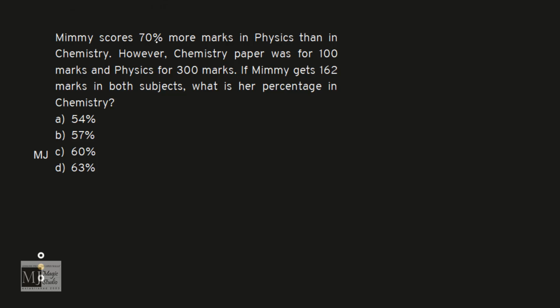Mimi scores 70% more marks in physics than in chemistry. Okay, so she scores C in chemistry, then she must have scored how much in physics? 70% more marks means 1.7 C. Fine. However, chemistry paper was for 100 marks. Okay, this was out of 100. And physics paper was for 300 marks. This was out of 300. Mimi gets 162 marks in both. Bingo. We have completed this.